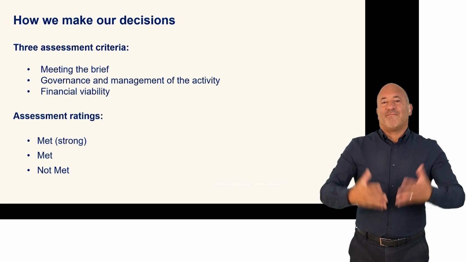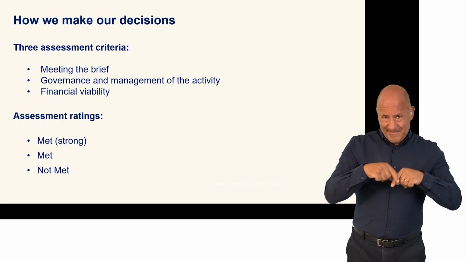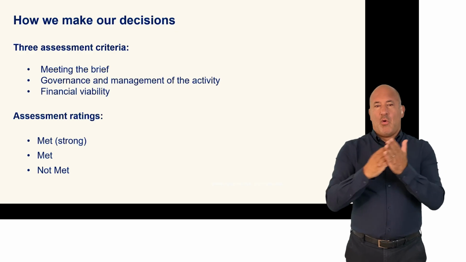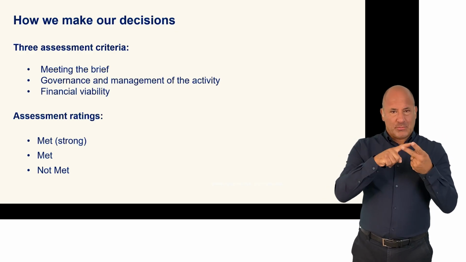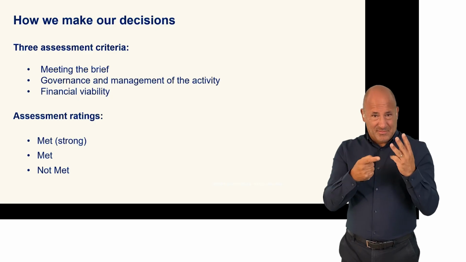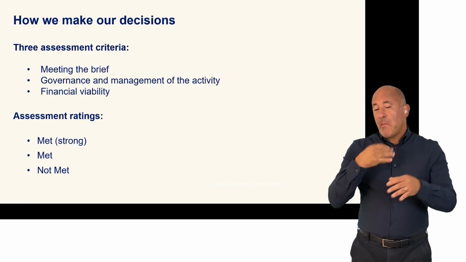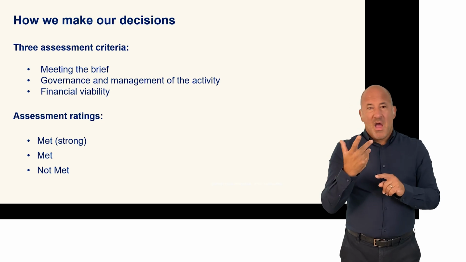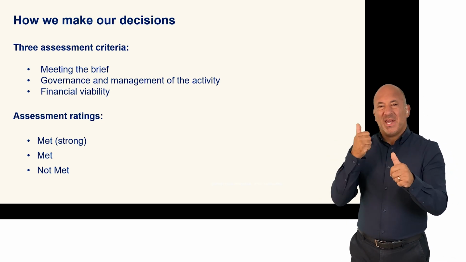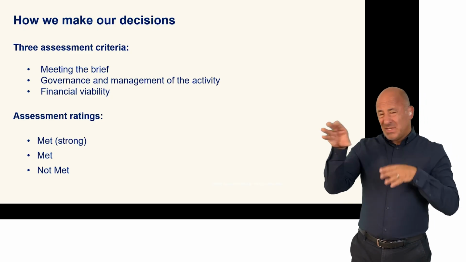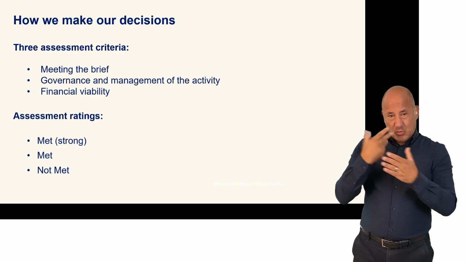So this is a bit more now on how we make our decisions. Arts Council England will make decisions using the three criteria of meeting the brief, governance and management, and financial viability, and based on the information you provide in the full application and attachments, any further information that we request, and where relevant, publicly available data and information from the Charity Commission and Companies House websites relating to your constitution and audited accounts from the past 2 years.